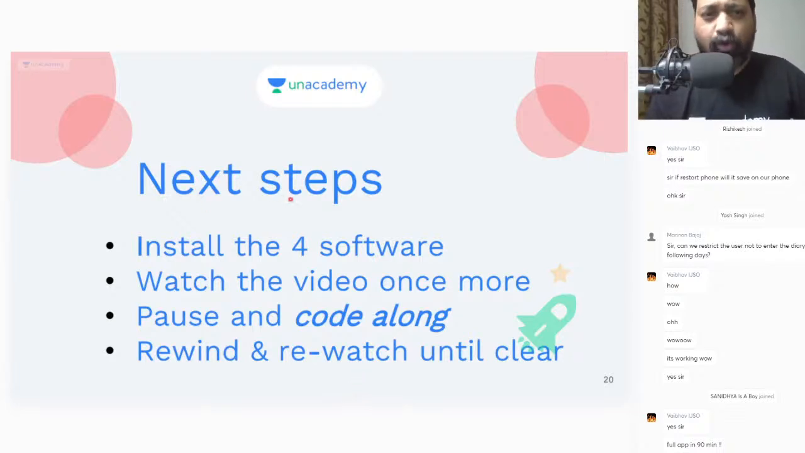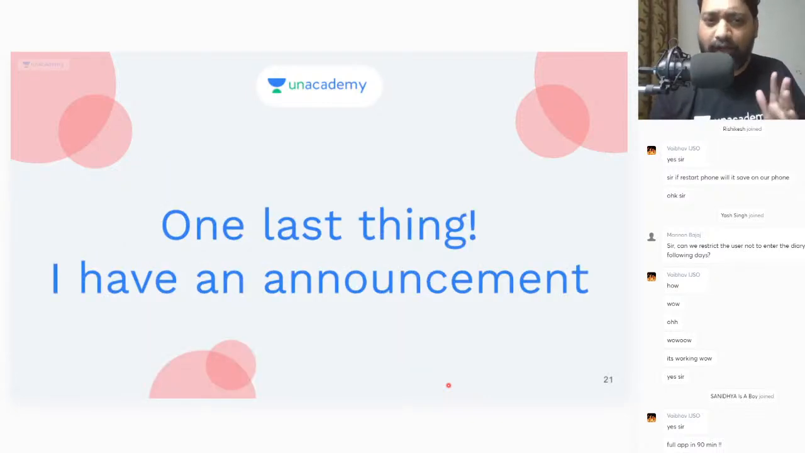The next steps you want to do is, if you have not already done it, install the 4 software, watch the video once more if you have to understand all the elements, pause, code along. You can't just watch and learn coding. Coding is learned by actually typing code. So rewind, rewatch until it is clear. And once you are clear once, you're good to go. Things will just start falling in place and you'll be able to do a lot of things.